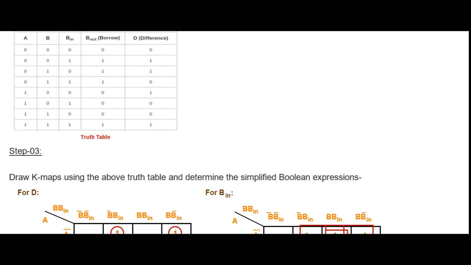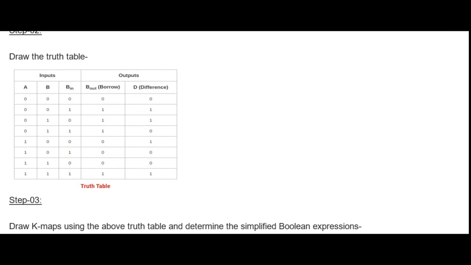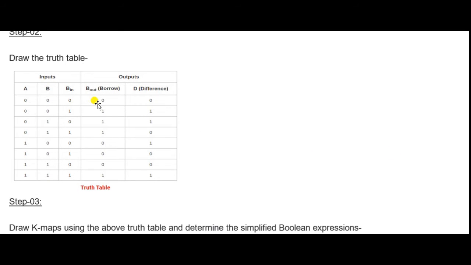Next, step number 3. Now we want to express each output function in its minimal form. Either you express each output function in SOP form or POS form. Max terms are represented by 0, whereas min terms are represented by 1. Here I would like to express my output functions in SOP form. So here my focus will be on min terms only.